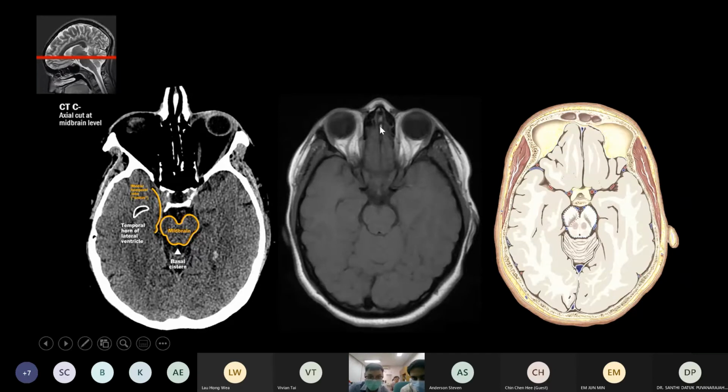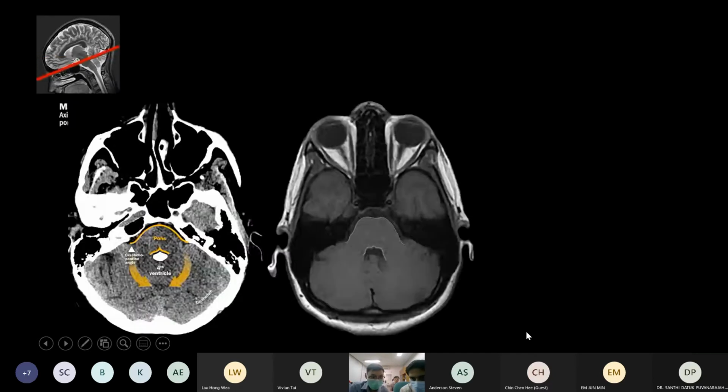But this is basically a T1 view, so you can only see the basic anatomy. Okay, proceeding further, this is the level of the pons. As you can see, at the level of the pons in CT scan, we can always see the fourth ventricle, and then we will compare whether the fourth ventricle is actually enlarged or not. Whether the fourth ventricle is enlarged or not will determine, if the lateral ventricles are dilated, whether it is communicating or non-communicating hydrocephalus.